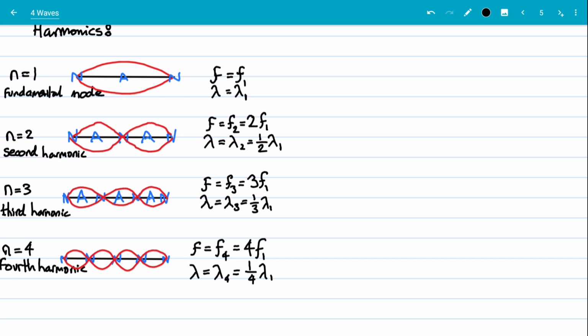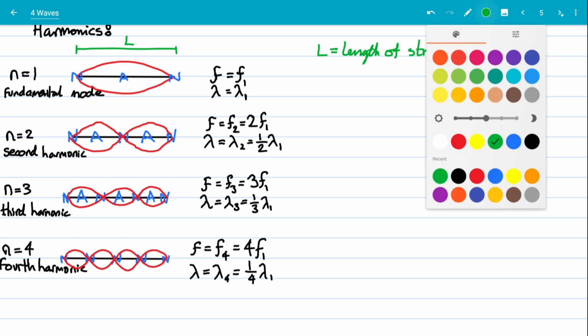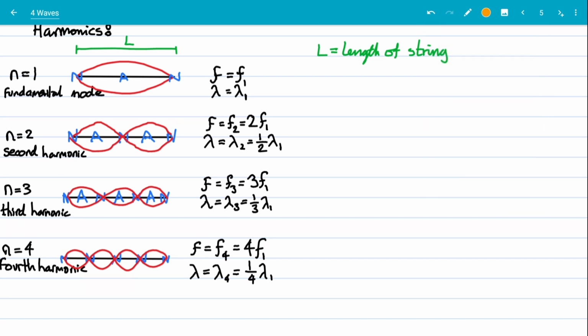So let's put all those ideas together then and see if we can come up with a general rule for the wavelength of each harmonic, depending on its harmonic number. And remember, in each of these cases, the string was the same length. So let's call the length of the string L. And let's make a little note of that. L equals the length of string. And I also need to include notes about the wave speed. I mentioned it, sorry, but I didn't actually write it down. Otherwise, you won't have it in your notes.